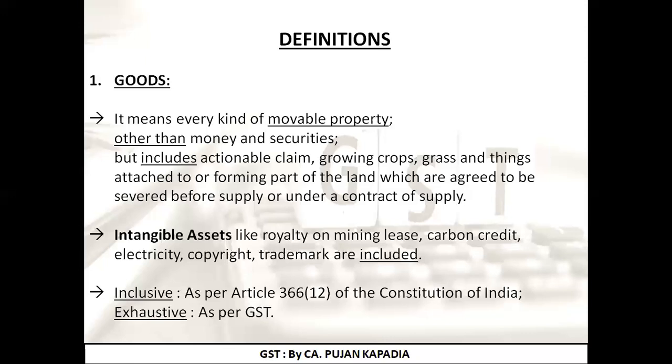As a result, the definition of goods is inclusive as per Article 366 subsection 12 of the Constitution of India. So the definition of goods given in the Constitution of India was an inclusive definition. But the definition of goods that we are studying in GST is an exhaustive definition, which means we cannot add anything to this particular definition. So the definition of goods that I am teaching you as of now is an exhaustive definition. I hope friends you are clear with this.